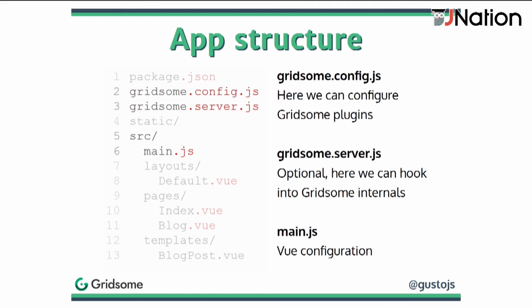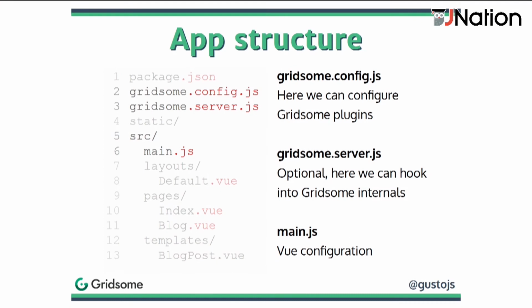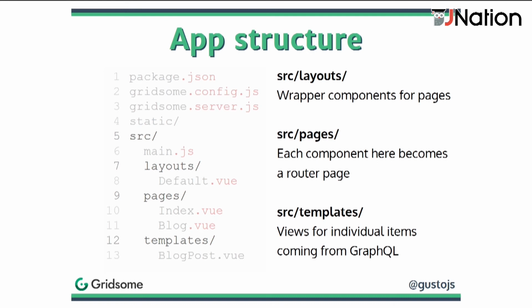gridsome.server.js is less often used. It's a more advanced use case. If you want to hook into some internals of Gridsome to change how Gridsome works under the hood, then we will write such code in this file. But what interests us more are the component files. We can see three different folders: layouts folder, pages folder, and templates folder. The layouts are pretty self-descriptive, and Alex already explained the concept during his Nuxt talk. Same with the pages component.